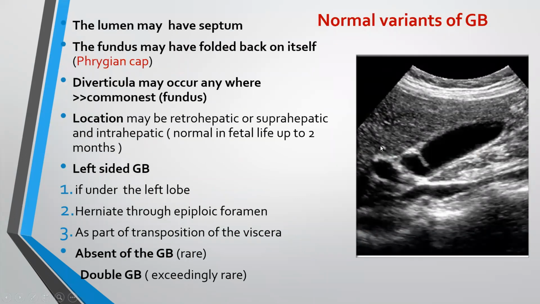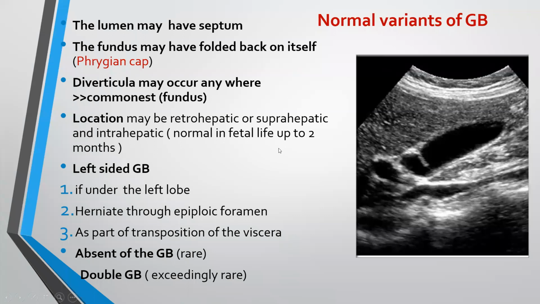Normal variants of the gallbladder: the lumen may have a septum, which is either single or multiple. The fundus may be folded back on itself, leading to a phrygian cap. Diverticula may also occur anywhere in the gallbladder, the commonest site being the fundus. The clinical significance of these conditions is bile stasis and formation of stones.